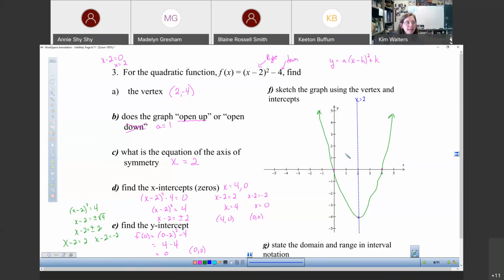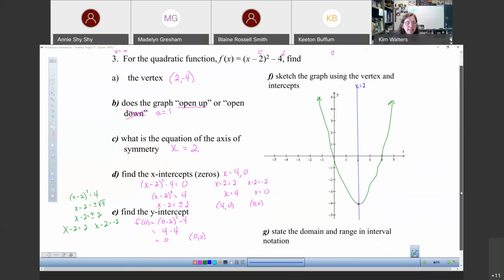All right, the last part of this question says we want to state the domain and range, and we want to use interval notation. Well, the domain for this function should just fall out of your hands, okay? It is negative infinity to positive infinity. The reason I'm telling you that is this is a polynomial function. Quadratics are polynomials. The domain for polynomials is always negative infinity to positive infinity, always, okay?